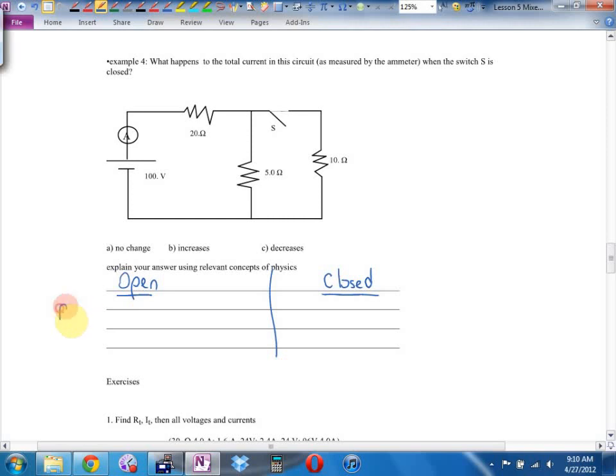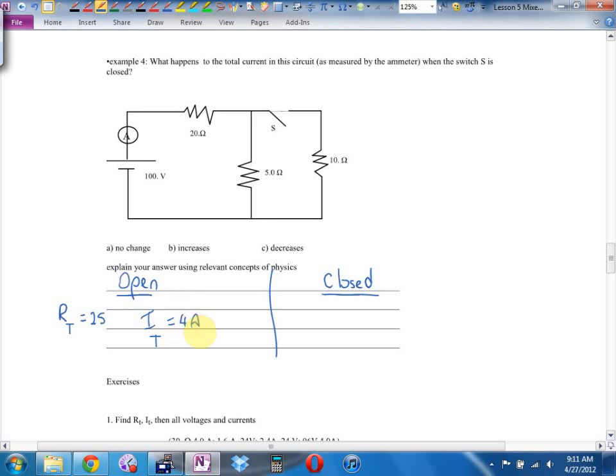When it's open, can you tell me the total resistance right now with this switch open? What can you tell me about the 20 and the 5? Series or parallel? Oh, series, so what's the total resistance? What's the total current? Really? V over R, yes? You guys understand we're using Ohm's law, V over R, and I'm actually not writing it all the time? Yeah? Okay. 4 amps.